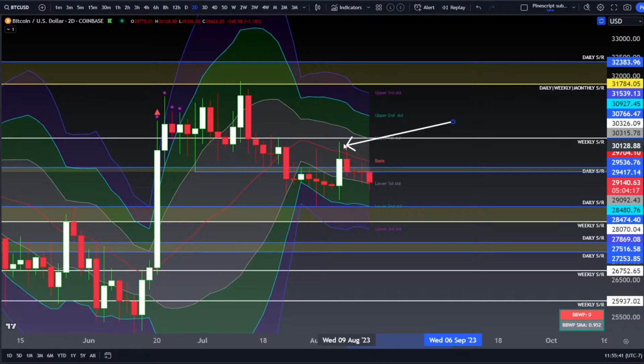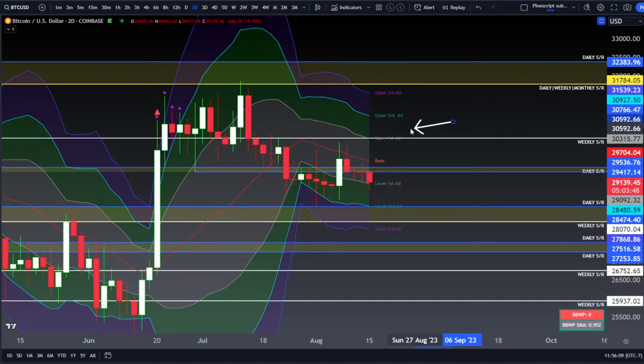30,100 area. That's likely where we would see the upper first. So if that was recovered on a daily and the 2-day, then we start targeting the 2-day upper second standard deviation as the next big target zone. And that's coming in right now just shy of 30,900. And if Bitcoin does close like this today, I suspect it's going to be around that 30,500 to 800 daily target that I was talking about on the weekly reclaim.